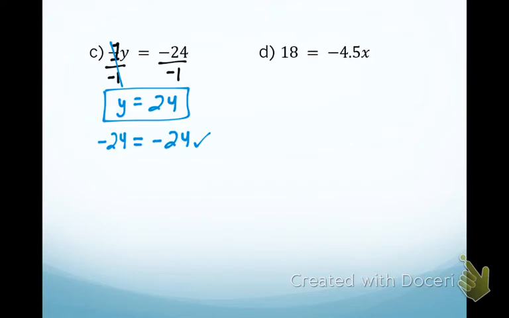Problem D. Now you can see the variable is on the right side. We're still going to do the rules exactly the same. First things first, identify the variable, which is an x. What is not allowing x to be alone?